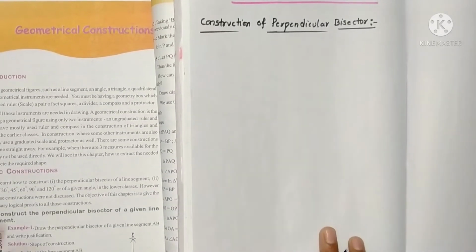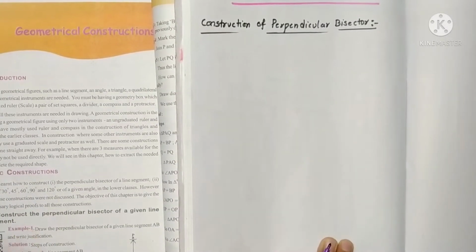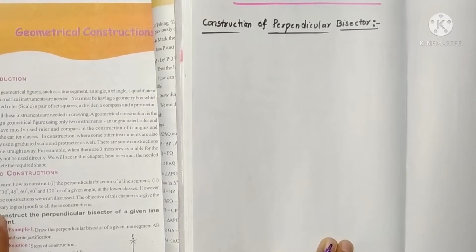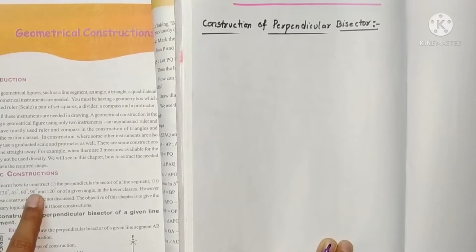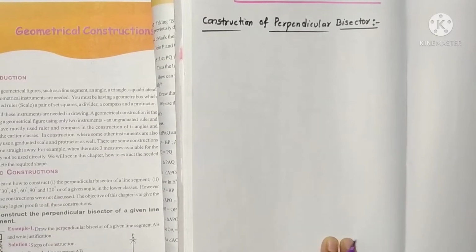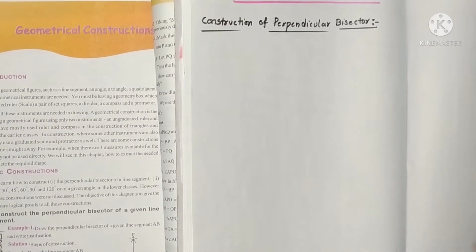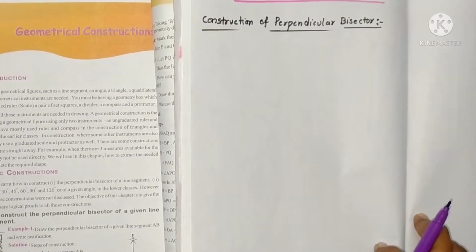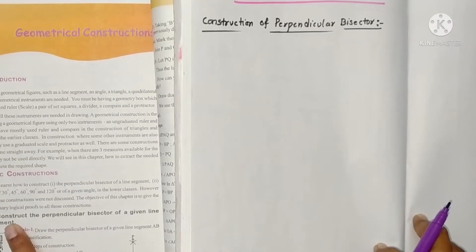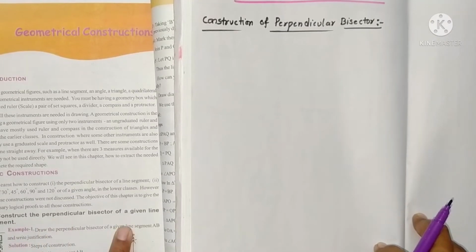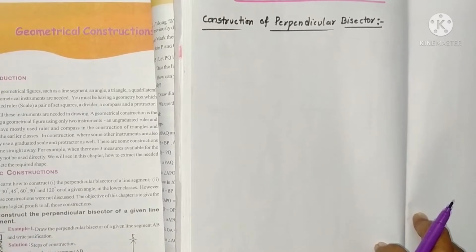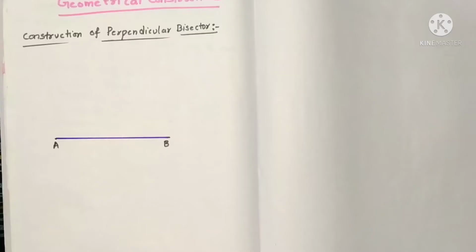First, the basic constructions. Basic constructions means 30, 45, 60, 90 and 120 degrees are the basic constructions. Okay, before that, here is the perpendicular bisector. We will see how to draw the perpendicular bisector.